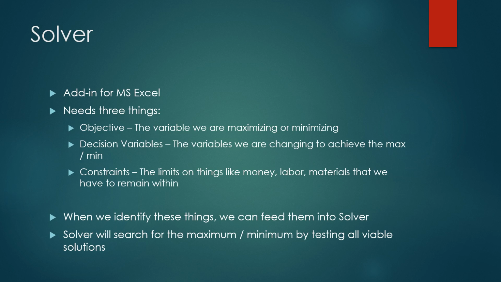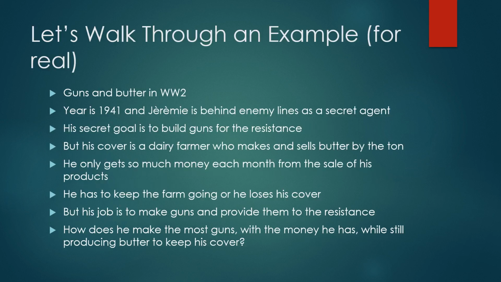And constraints are really the limits of what we have, things like money, labor, materials. The model knows that we have to stay within certain parameters. So when we identify those three things, that is, objective, decision variables, and constraints, we can feed them into Solver. And Solver will search for the maximum or minimum by testing all viable solutions.